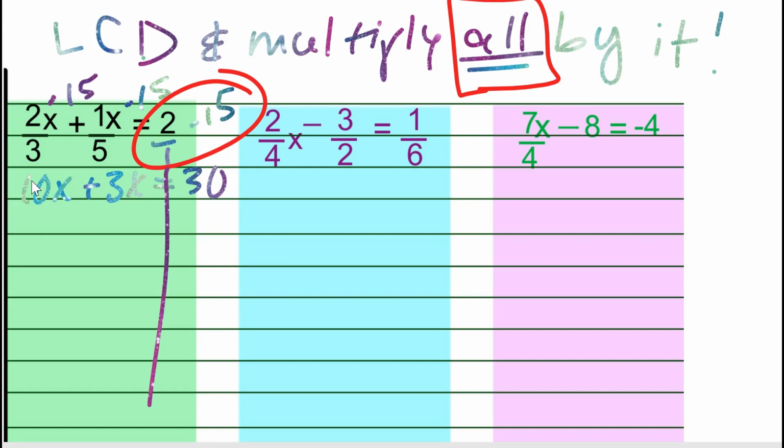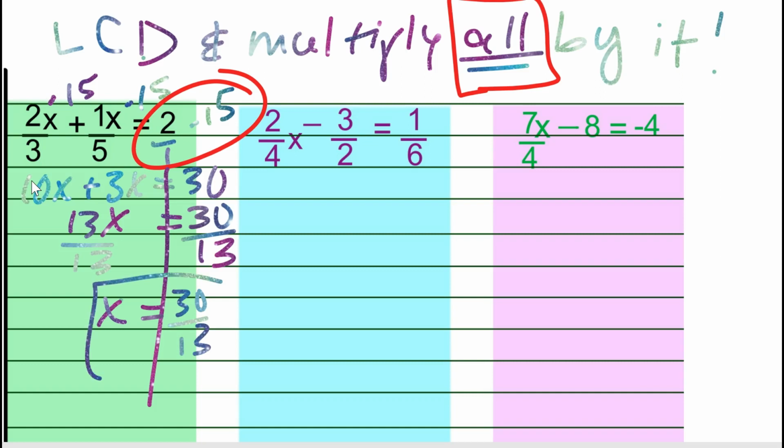10x plus 3x gives me 13x is equal to 30. Divide by 13. X is equal to 30 over 13. Okay? That's what you do.